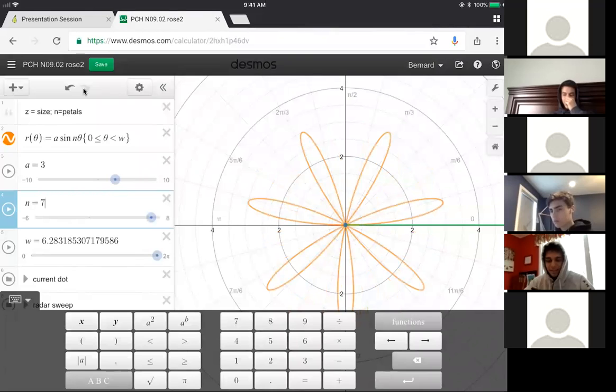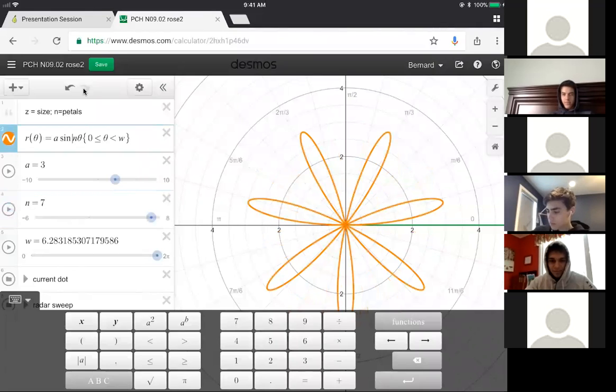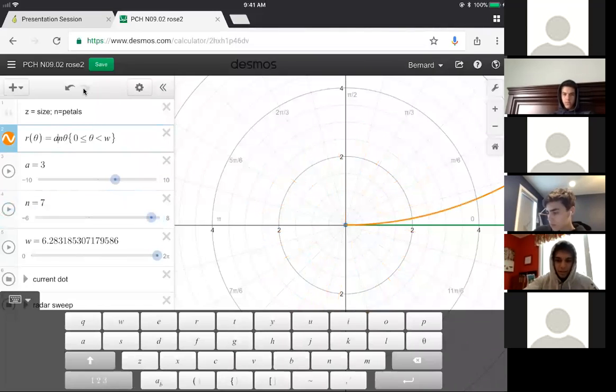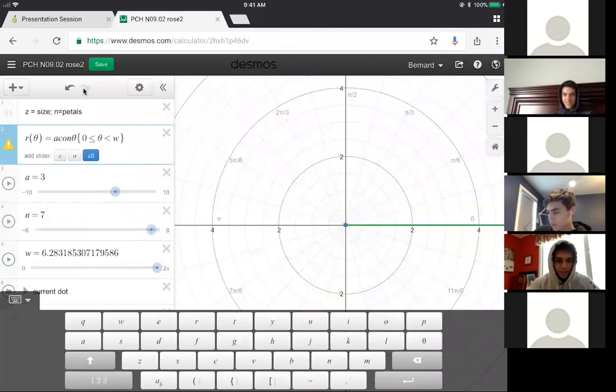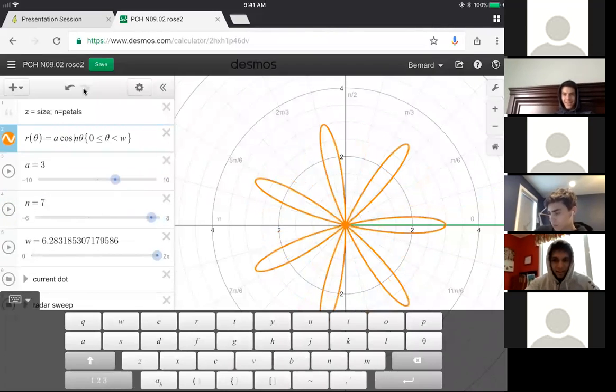If we had decided to do cosine instead of sine, which is perfectly acceptable, we see, not surprisingly, the same shape, but now it's been shifted by 90 degrees because cosine leads sine by 90 degrees. So the figure gets rotated. Actually, it gets rotated by 90 over n, which is kind of interesting.